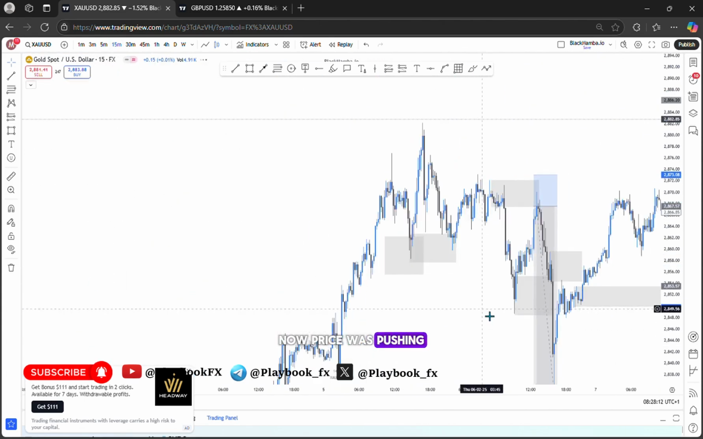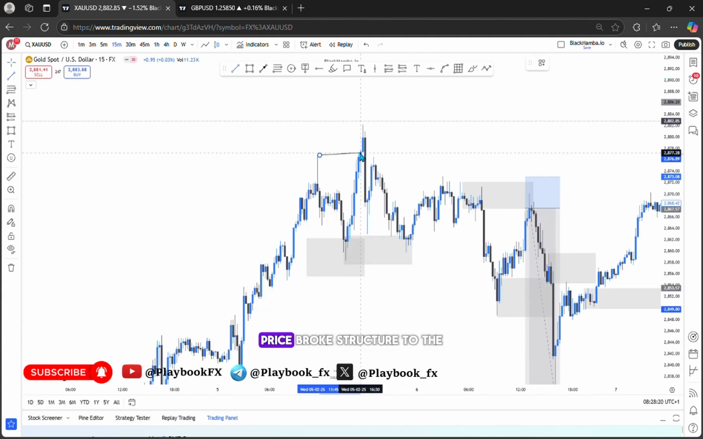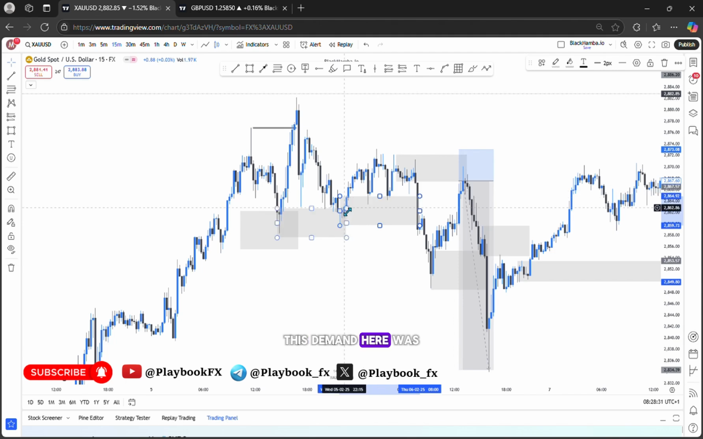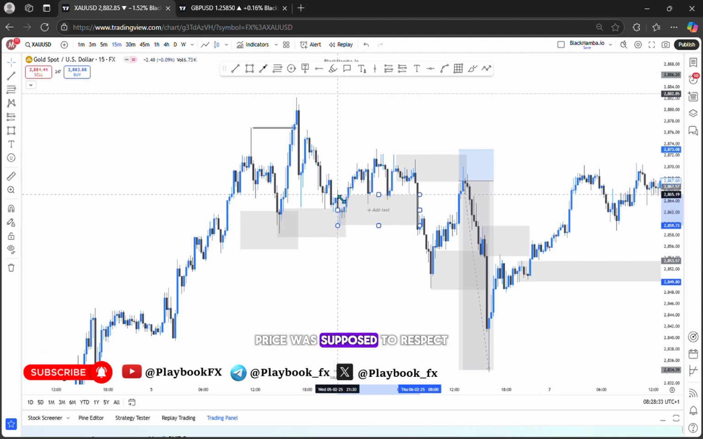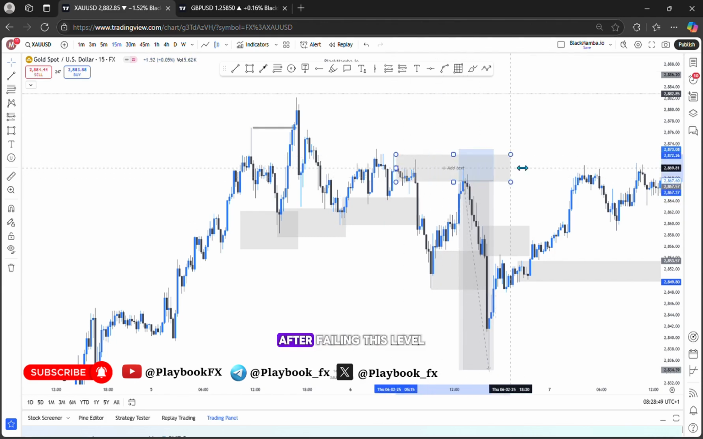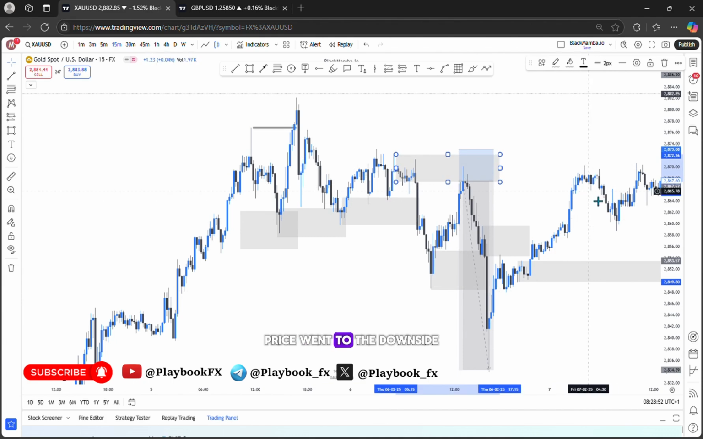Now price was pushing to the upside from here. Price broke structure to the upside here, and this level was the area price was supposed to respect next. This demand here was the area price was supposed to respect. Instead, price failed this level and price eventually came back to mitigate the flip zone that price created after failing this level. Price sold to the downside.